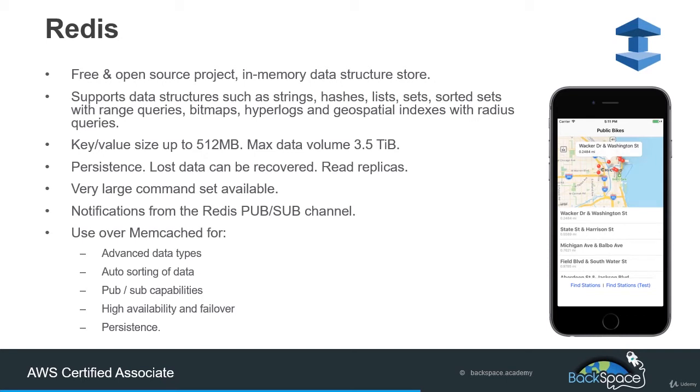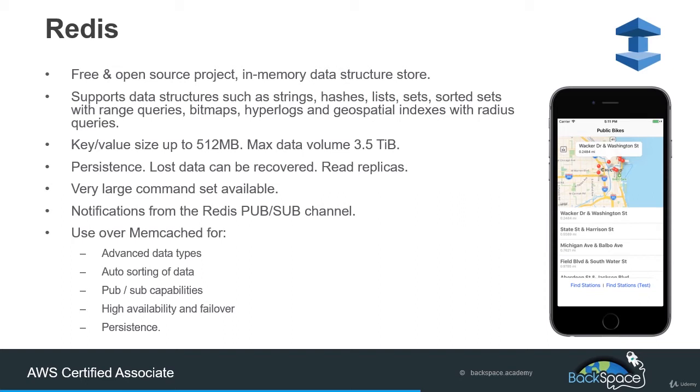The next option available to us is Redis. So Redis is a little bit more of an advanced caching engine. Again, it's a free and open source project, and it's an in-memory data structure store, similar to memcached, but more advanced. It supports far more advanced data structures: strings, hashes, lists, sets, sorted sets with range queries, bitmaps, hyperloglogs, and it also supports geospatial indexes with radius queries, which is great if you've got a mobile application, for example, that needs geospatial information. It needs location information and you just search that information. Really good. You can do that in very, very low latency.